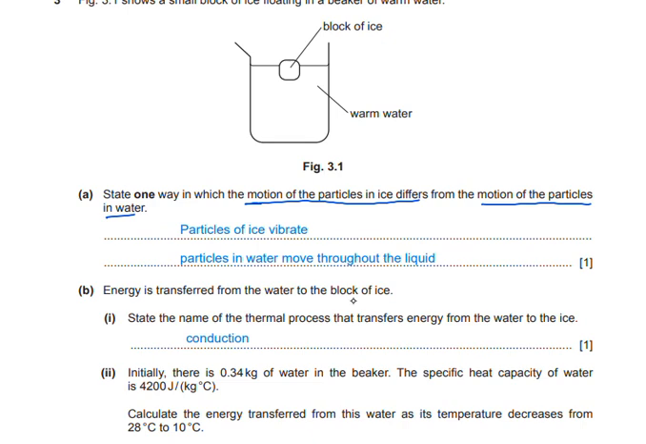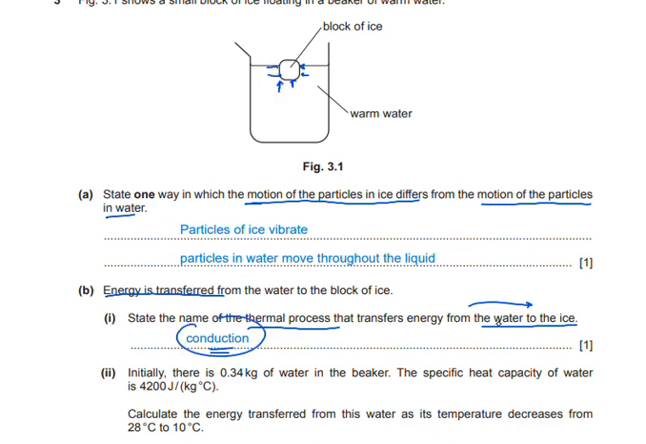Energy is transferred from the water to the block of ice. Okay, energy is being transferred now. So we know that there are 3 ways to transfer energy: conduction, convection, radiation. So conduction and convection, you have to pick from one of these. State the name of the thermal process that transfers energy from the water to the ice. Normally, most of the students get confused here that, okay, the particles of water move throughout the liquid, so convection is the right answer here, which is not the right answer. How is energy being transferred from water to the ice? By getting contact. Okay, so when there is a contact, energy transfer is by conduction.